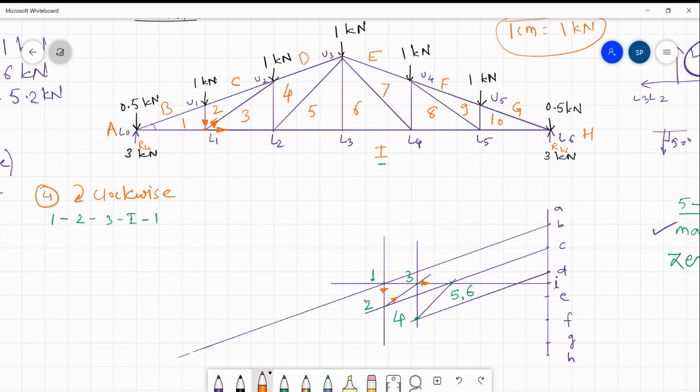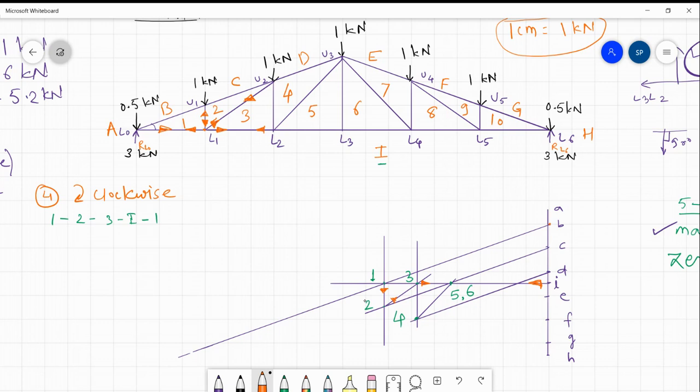Finally, I to 1. I is here, and 1 is in the left direction. So this is the arrow direction, and you are supposed to mark the same arrow direction here. Now for the counterpart, the same will be the nature of arrow direction for this member, and for this member, and for this member. So here you have got the nature.